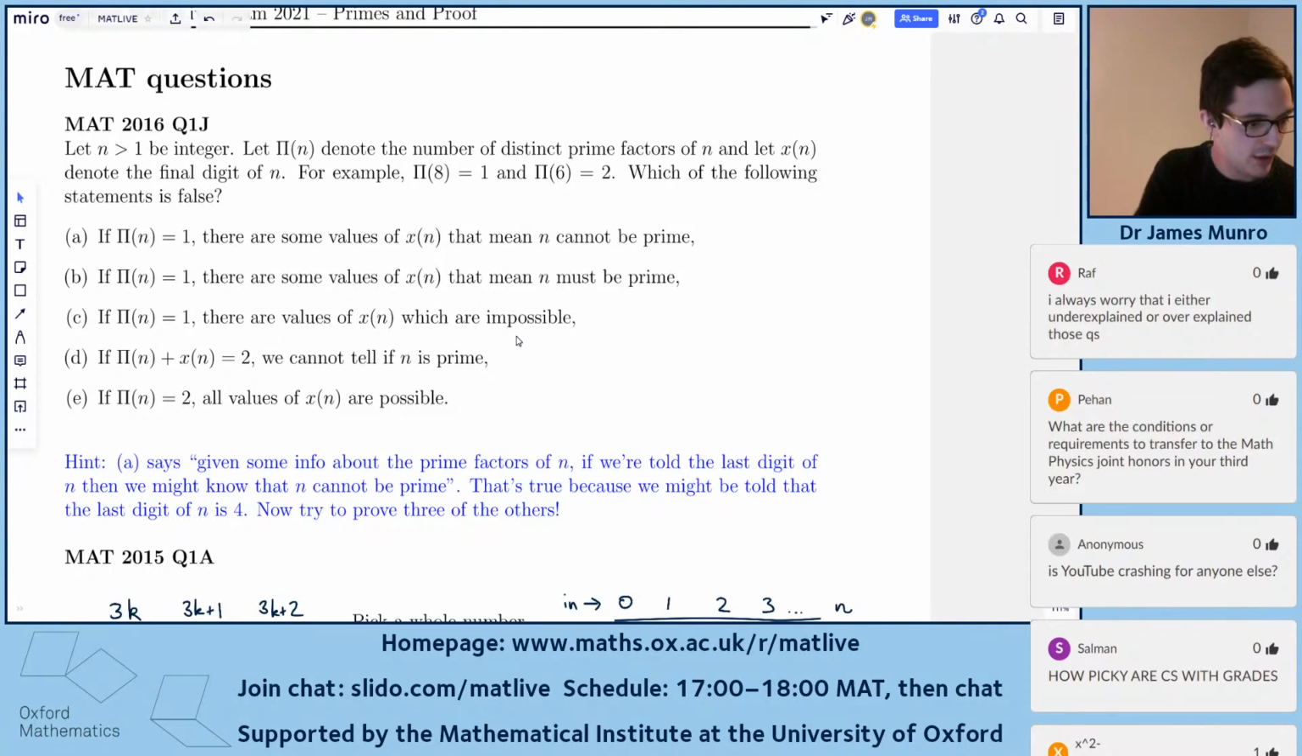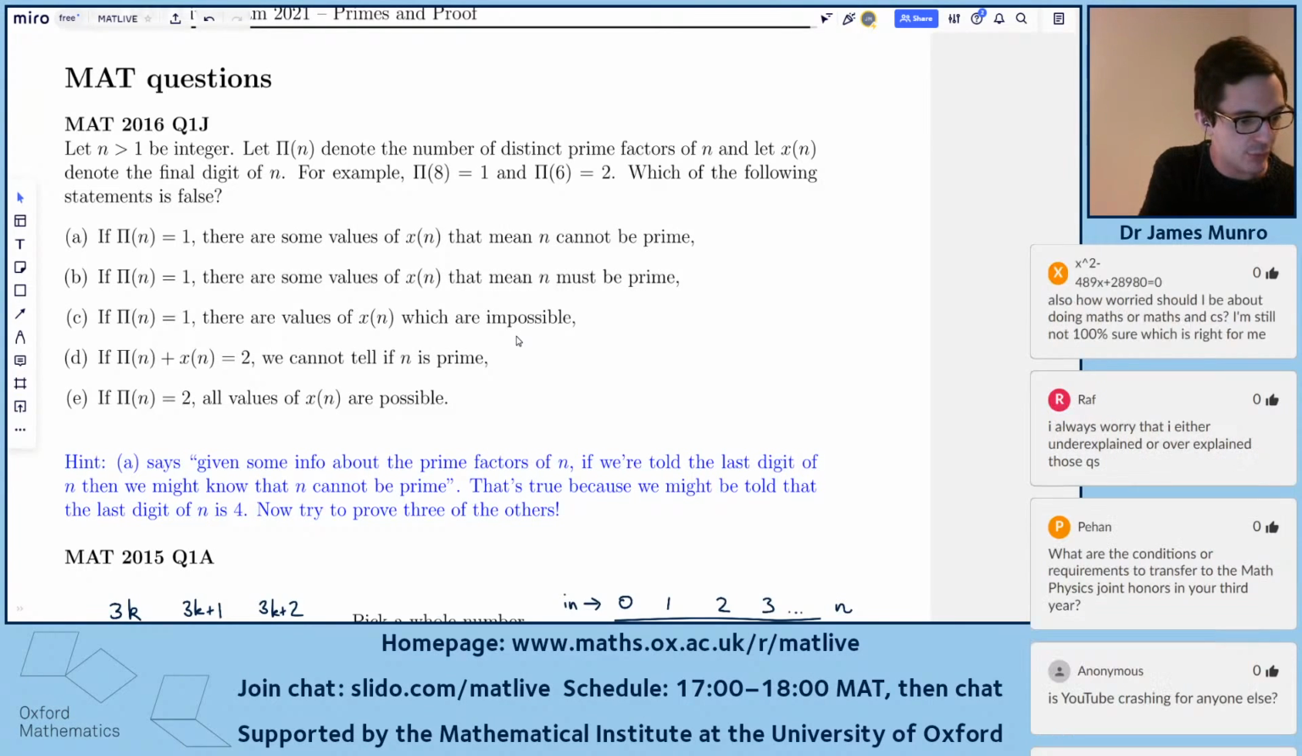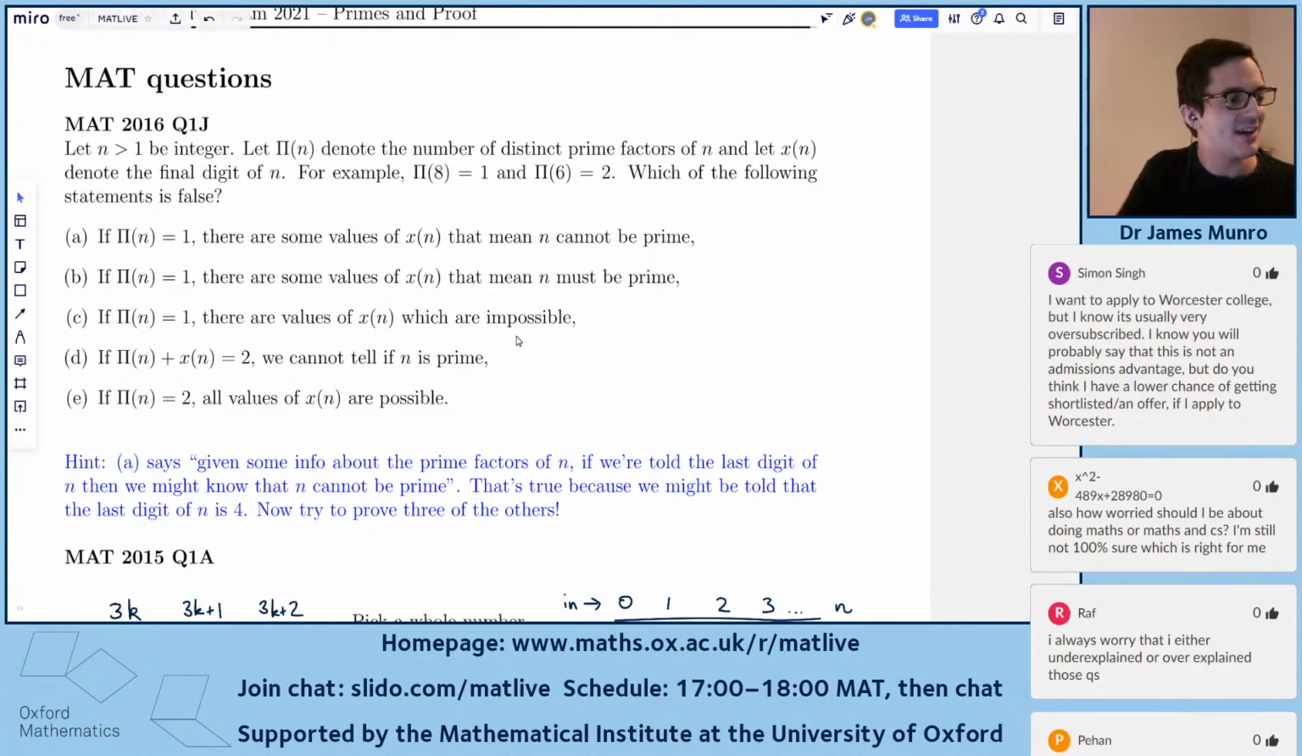Cool. Okay. Worried about Worcester College again. Sorry, I saw the question. I started it, haven't answered it. I think it's the same person. Maths or maths and computer science, not 100% sure. Yeah, it's really tricky deciding between courses, isn't it?